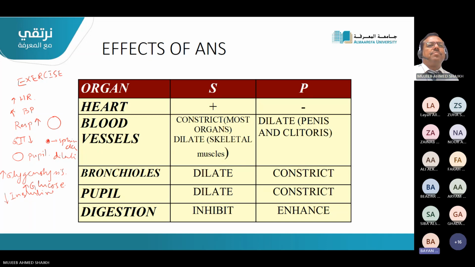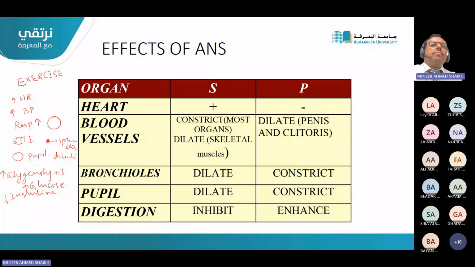So insulin secretion will decrease. What is happening in diabetes? Diabetes means decreased insulin secretion, that's why blood glucose level is high. In exercise, we need blood glucose to go high so that it will be available for our body, for the muscles. So insulin secretion will be less.